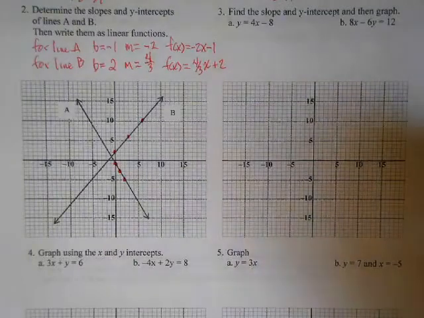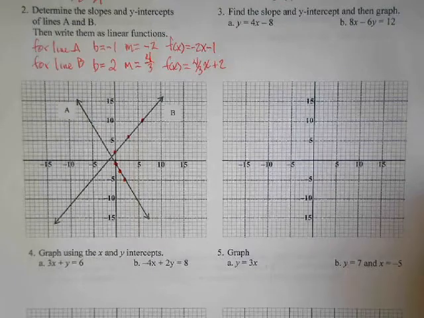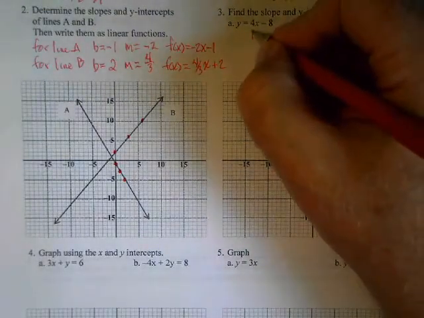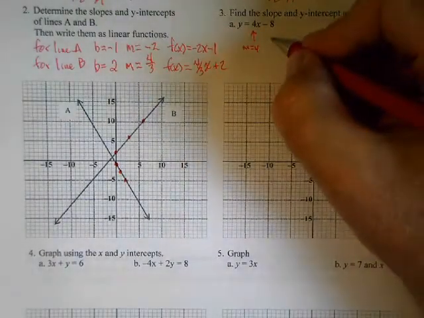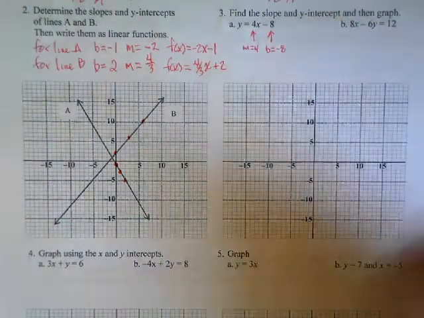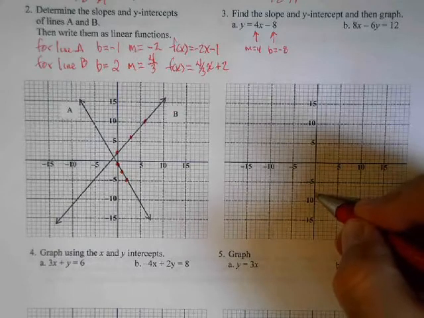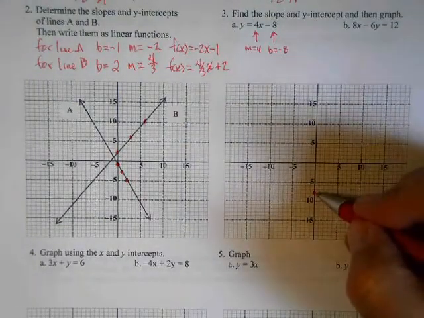All right, so we had some lines. We figured out what their equations were, their linear functions. Now we have some equations, and we want to go ahead and find their slopes and graph them. Well, here is my slope, 4, and here is my y-intercept, which is at -8. So if I want to do a graph, I'm just going to simply start at -8. So here's -10, so -8 will be right here. And then, since my slope is 4, I'm going to go up 4 and over 1.